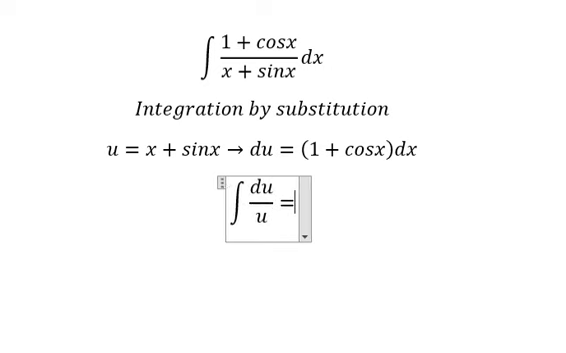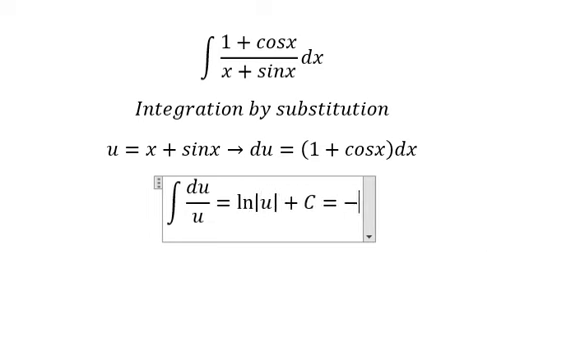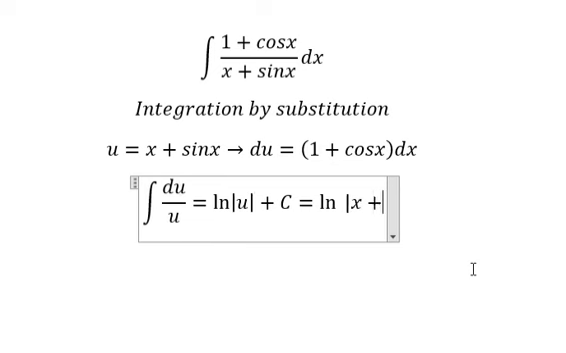The integration of this one is ln of the absolute value of u, and I will put plus C. Where u is x plus sin x.